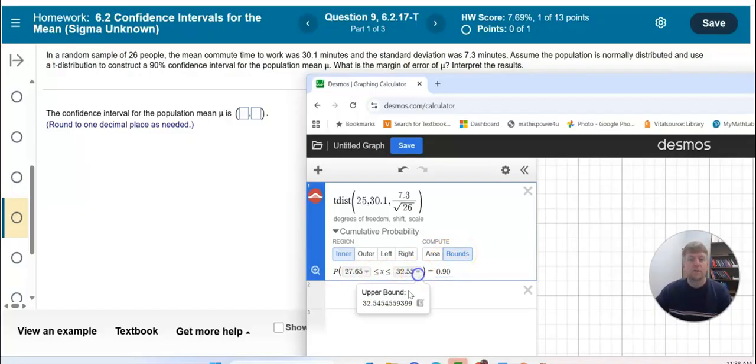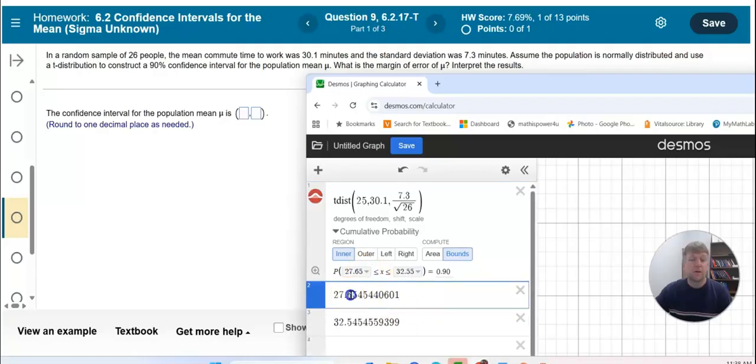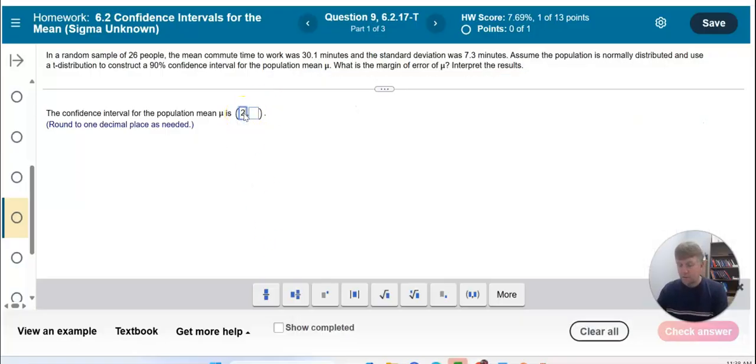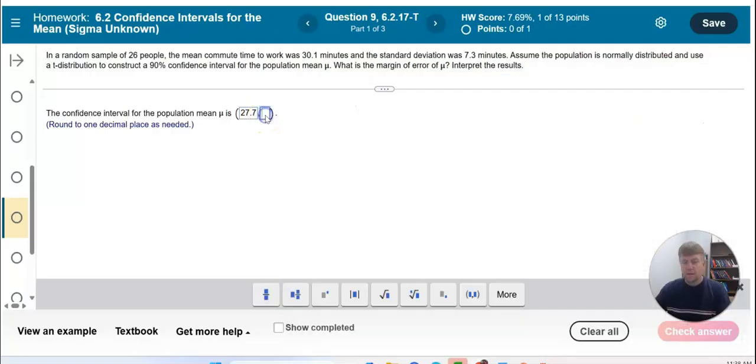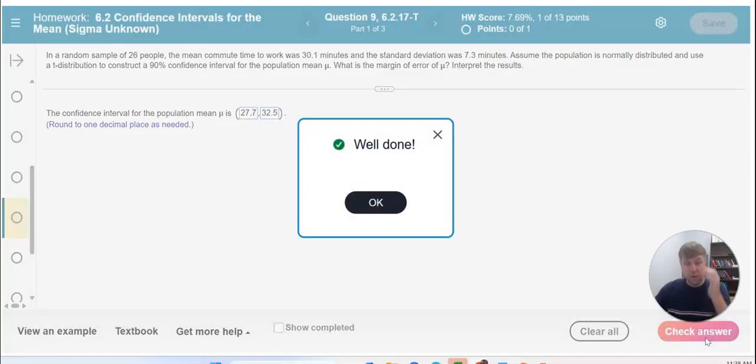This is your confidence interval. So that's my lower number, and that's my upper number. An interval always needs to get bigger from left to right, so always put your lower number first. So that's going to be 27.7, and then the upper number, to 1 decimal place, is 32.5. So there is my 90% confidence interval based on the information I was given.